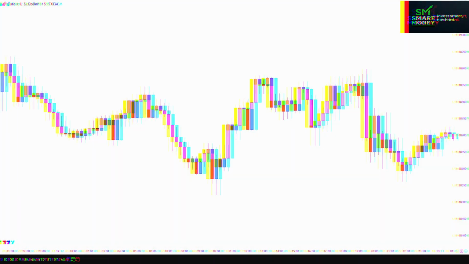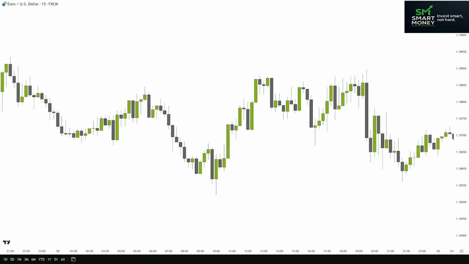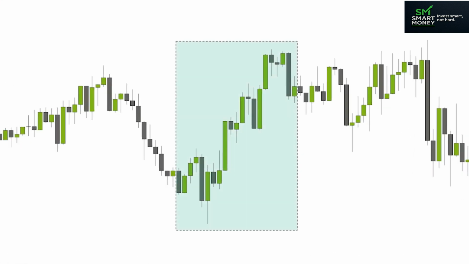Many traders sit in front of the charts all day, but the truth is you only need to focus on one small window of time. That window is called the kill zone.